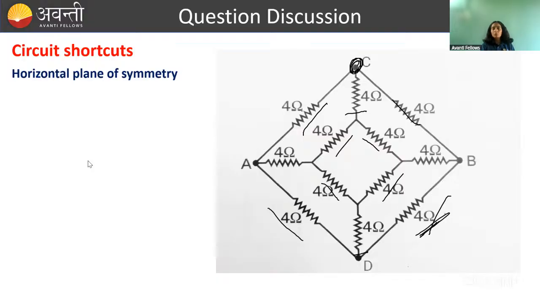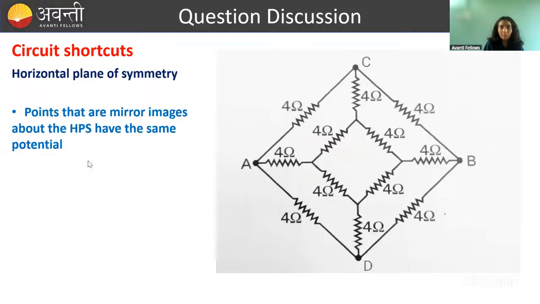So you are understanding what I am saying? I am saying, when will there be a horizontal plane of symmetry? The first question that I answered. It will be when one portion of the circuit is the mirror image of another portion. Then it is a horizontal plane of symmetry. If there is a horizontal plane of symmetry, you can fold one portion of the circuit onto another, and whatever resistors are falling on each other will be in parallel. This is done. One more thing: points that are mirror imaged about the horizontal plane of symmetry have the same potential. So that is why I said they are in parallel.